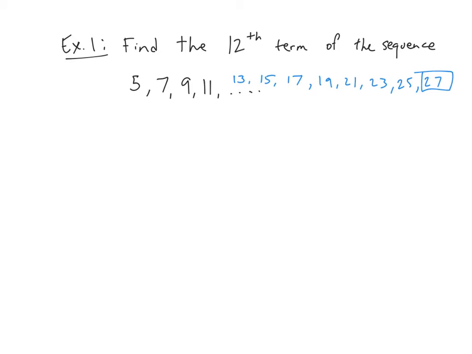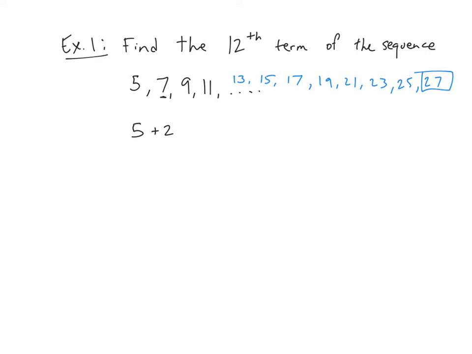However, if they asked you for the 112th term or the 1000th term, taking out terms by hand like that is just going to take too long. So we need to have a shortcut in order to do it faster. What we can think of is what we really did here is we started with 5, and we added 2 a bunch of times.